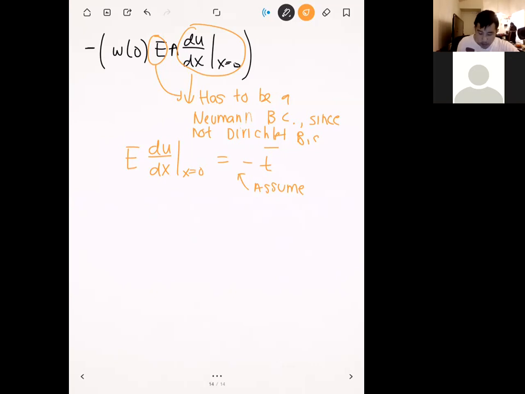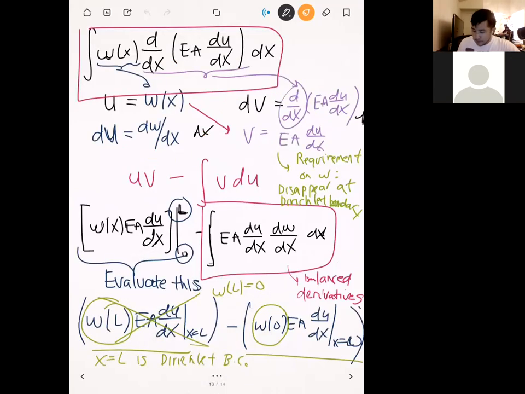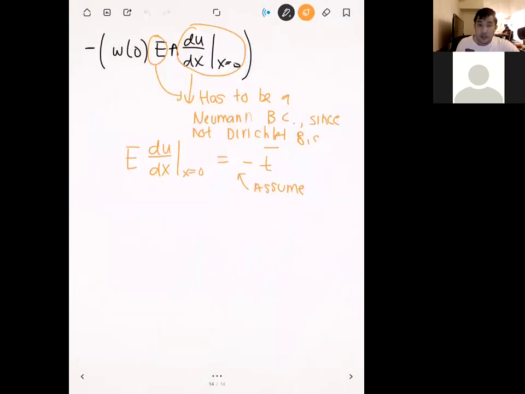What I did on the previous page, where I assumed that W of L is equal to 0, and what I assume here, that we have a compressive boundary condition at the beginning, these conditions match our derivation for the strong form. But if you're looking up the weak form for a general problem, you have to make sure that you assign these carefully. Okay. And so if we plug that in, basically this is W of 0 times A of 0 times T bar.